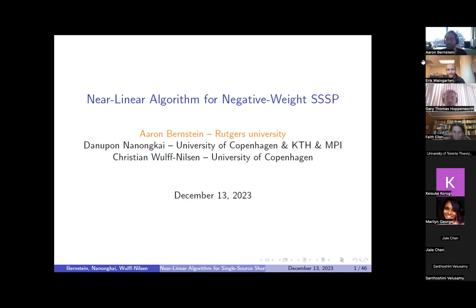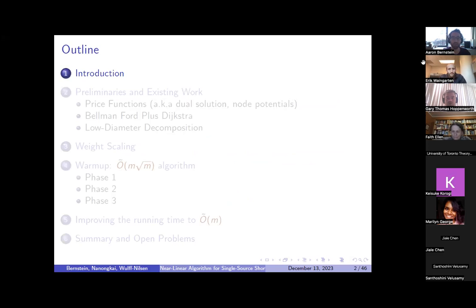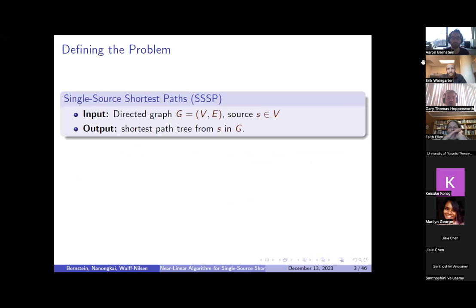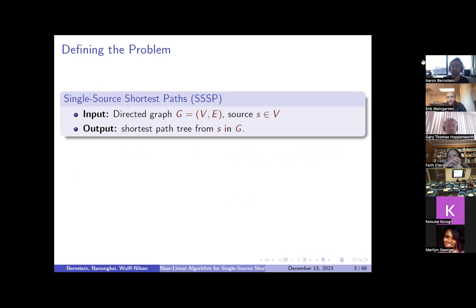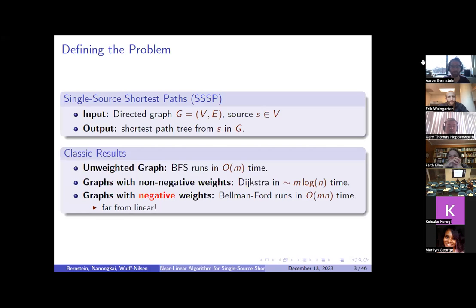Okay, thanks so much, Eric, for the introduction. Thanks everyone for coming. This is joint work with Daniel Panario and Christian Wulff-Nilsen. I'm going to be talking about a classic problem, single source shortest paths. You're given a source and a directed graph, and you want to find a shortest path tree from the source.